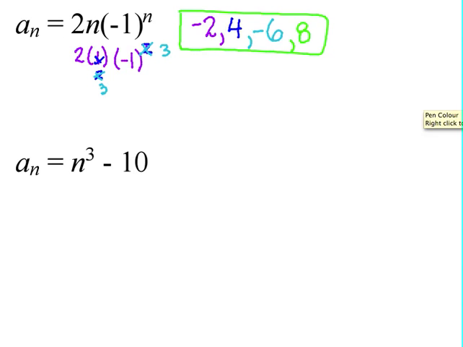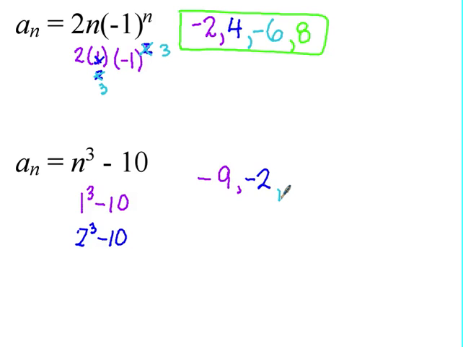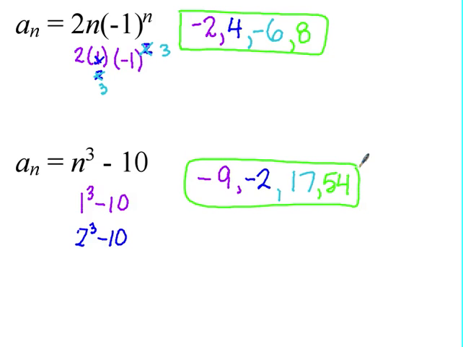All right, so the next one. We're going to start with 1, right? So you're going to do 1 cubed minus 10, which is negative 9. Then you're going to do 2 cubed minus 10, which is negative 2. What's 3 cubed minus 10? 17. What's 4 cubed minus 10? 54. There you go. So that's just a matter of finding the terms in a sequence. Questions? Think you can handle that?